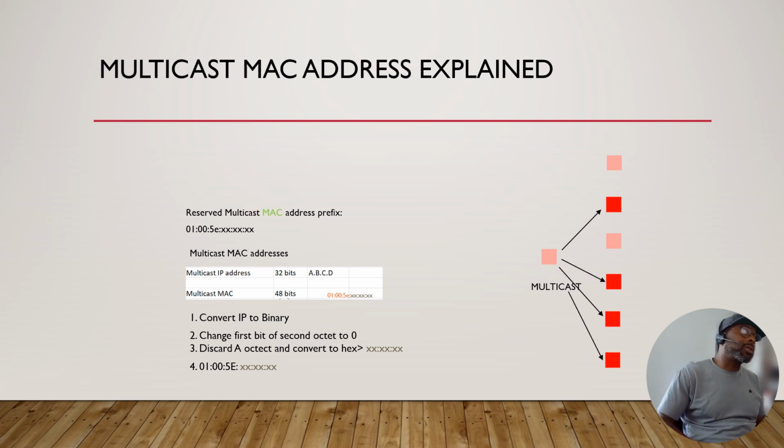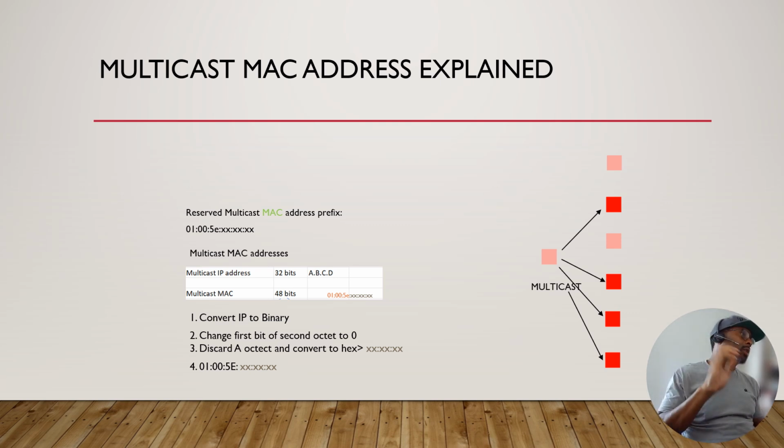Multicast MAC addresses explained. So multicast MAC addresses have a reserved prefix, and that prefix is 01005E, as in 5 Echo. It's just the first half of a MAC address. The first 24 bits essentially is the reserved multicast MAC address prefix. The full 48 bits is the full multicast MAC address or any MAC address.